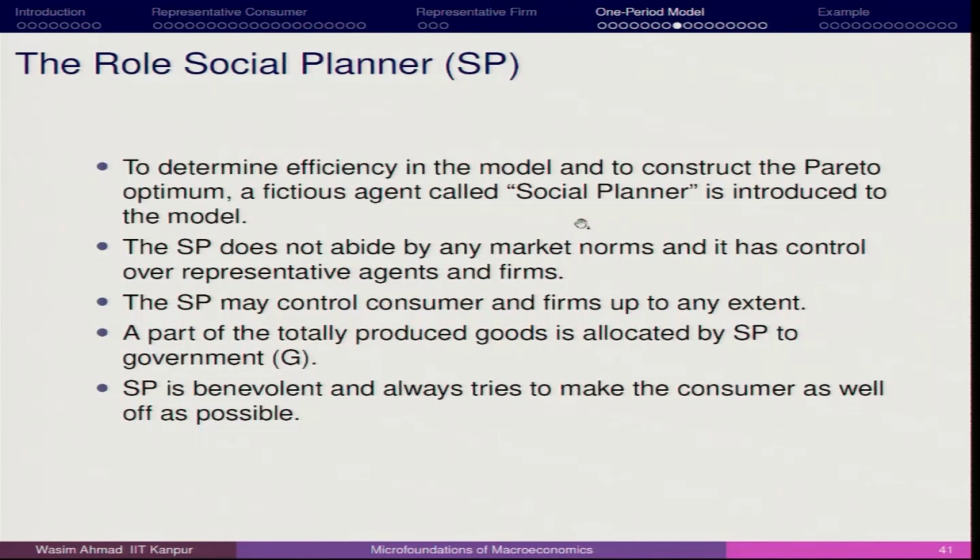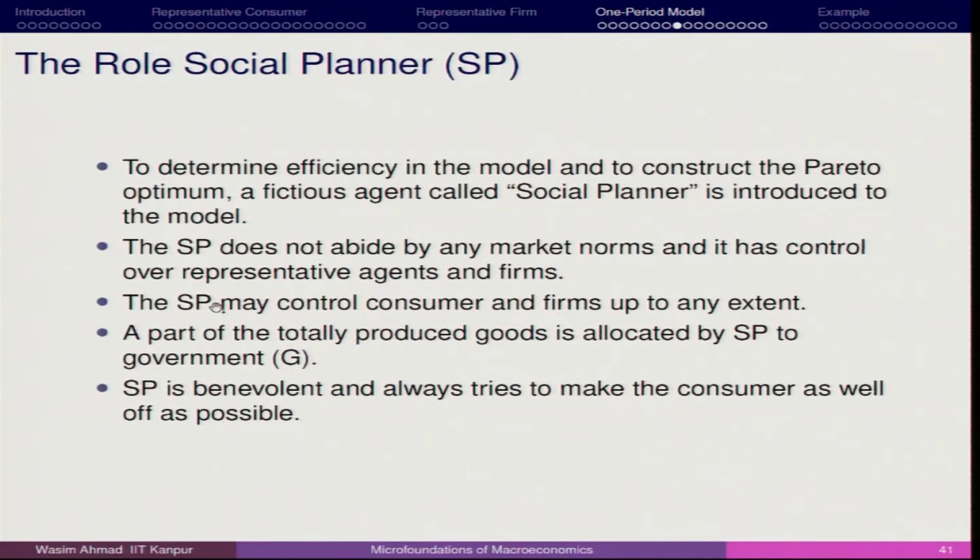And this social planner does not follow any market norm, it is just a superimposition. So, apart from the firms and the consumers interacting, this social planner is a superimposed condition on this. The social planner may control consumers and firms to any extent. A part of the total produced good is allocated to the social planner. So, whatever tax you pay, the social planner is obliged by it, and will take it forward and make sure that you are not being exploited.